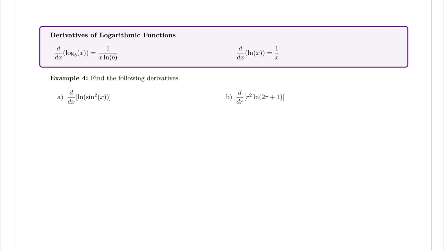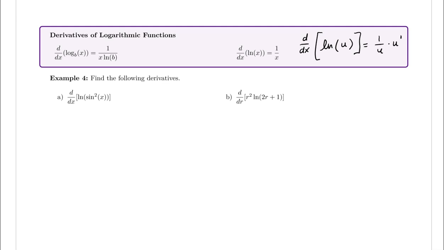We can use those formulas that we just came up with. So for part A, we're trying to find the derivative with respect to x of the natural log of sine squared x. I do want to emphasize that we're now using chain rule. A more general formula is that if I have the derivative of the natural log of something, and in a lot of formulas or textbooks, instead of something, it'll say something like u, where u is some function of x, so the derivative of the natural log of u is equal to 1 over u times u prime.